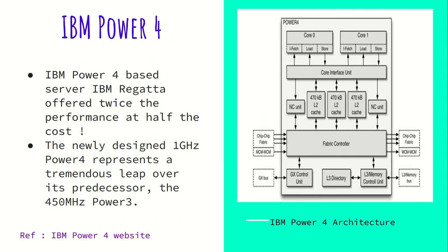The first new system introduced with Power 4, an IBM eServer pSeries server called IBM Regatta, offered twice the performance at half the cost of its nearest competitor. Computing Business Magazine wrote, "The newly designed 1 GHz Power 4 represents a tremendous leap over its predecessor, the 450 MHz Power 3 processor." You can find the IBM Power 4 architecture on the right. This was a completely new architecture that had never been done before.